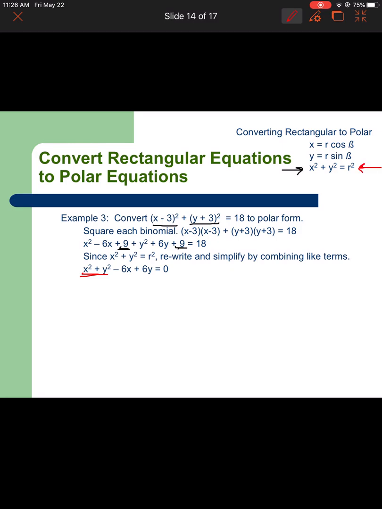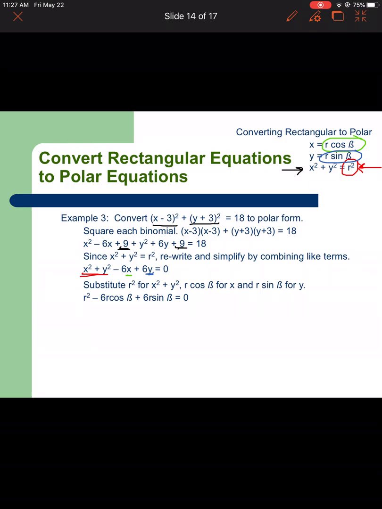X squared plus y squared equals what? R squared. So that means that I can replace x squared plus y squared with r squared. Then, that also means that I can replace this x right here with r cosine of beta, and I can replace this y with r sine of beta. Great. So I'm going to do that.